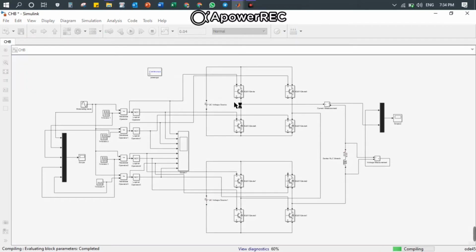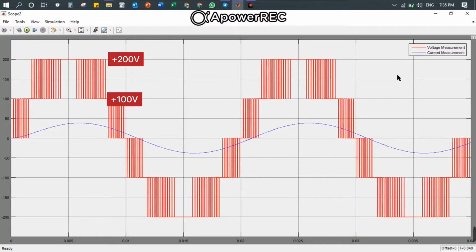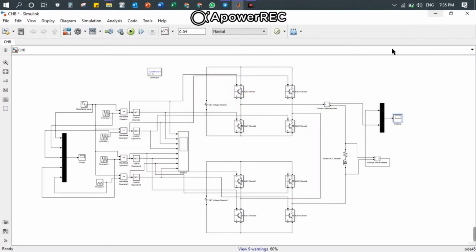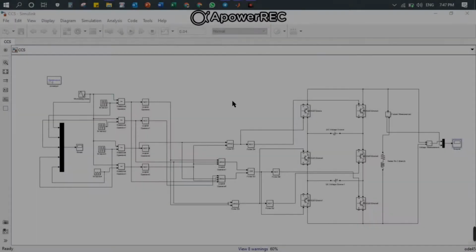To get the voltage measurement, we need to run the simulation, and here shows the output voltage and output current waveform. For the output voltage, here we can clearly see the 5 levels of voltage started with 200 volt, 100 volt, 0 volt, negative 100 volt and negative 200 volt. As shown, the THD value obtained for cascaded H-bridge is 26.7% with fundamental voltage equal to 200 volt.